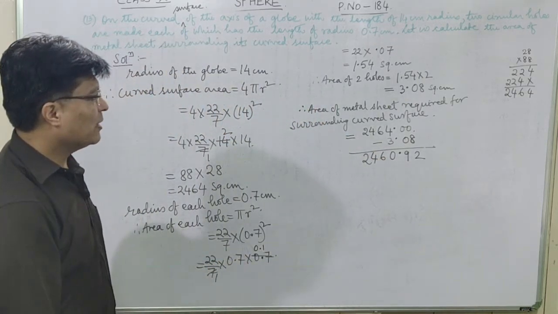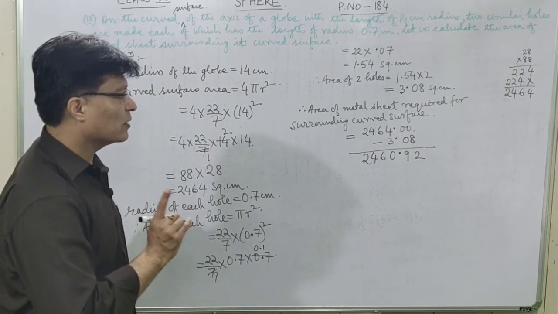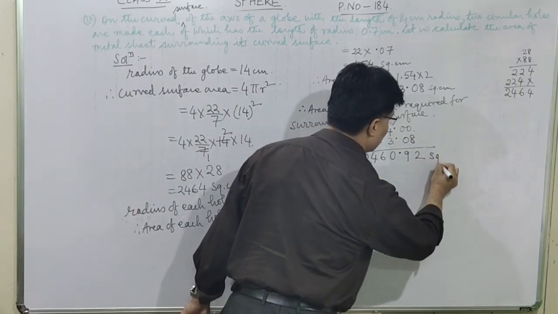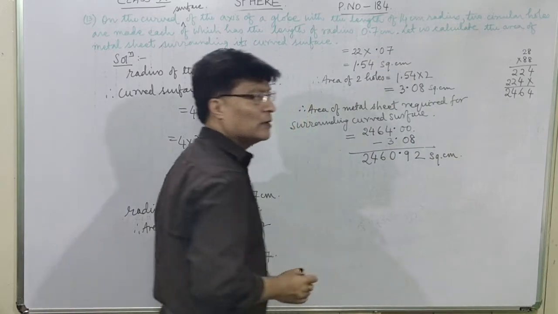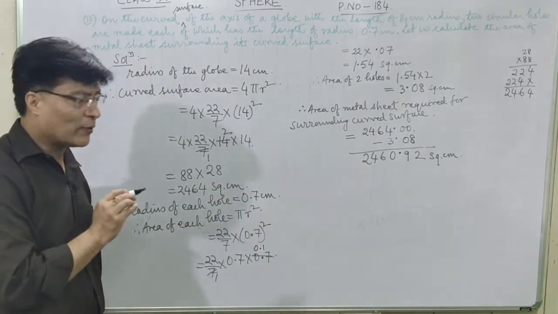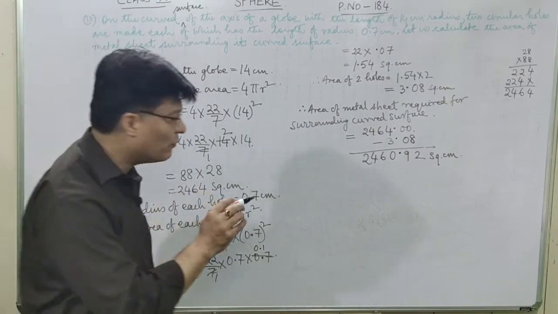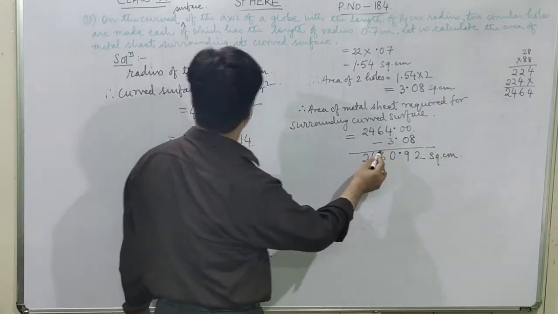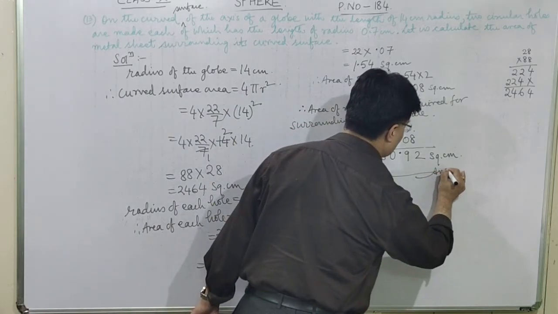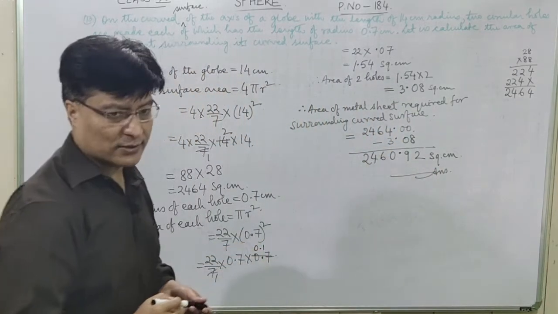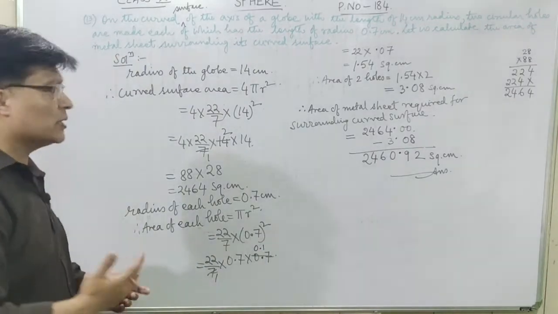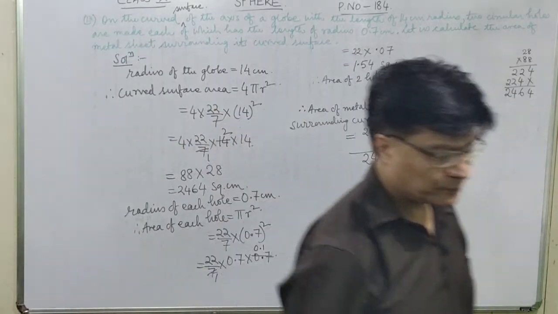So this is the area of the metal sheet required for surrounding the curved surface of the globe. This is square centimeter. So what is the area of the curved surface that is required for surrounding the curved surface area of the globe? That is 2460.92 square centimeter. So this is the final answer. So I think you have understood it, so you can copy it. Now we'll do the next question, that is question number 14.